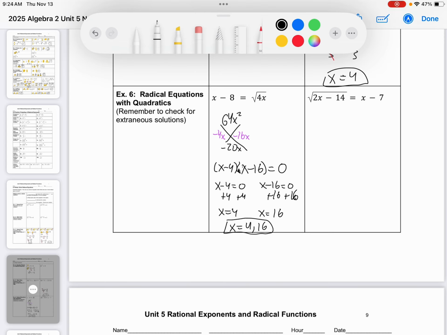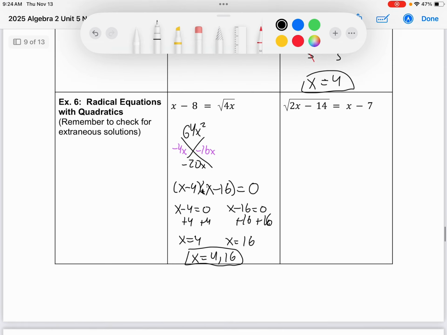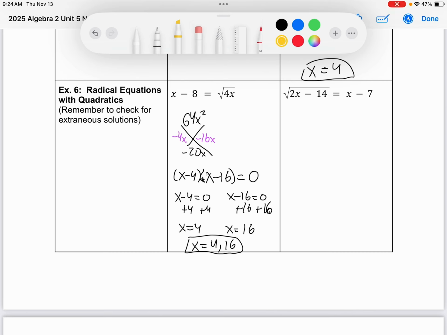Okay, let's see if we can get through the next problem without it resetting itself, but I am doubtful. Same thing. We have the square root of 2x minus 14, so we are going to square both sides in order to eliminate that radical. On the left side of the equation, we would get 2x minus 14. We then also need to square the other side. X minus 7 squared, if we multiplied it using the box method, we would get x squared minus 7x minus 7x plus 49. So this will become x squared minus 14x plus 49.